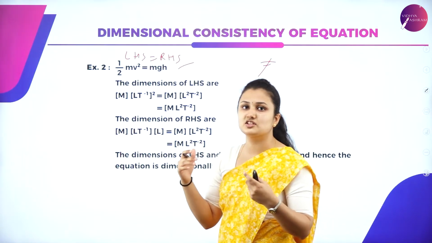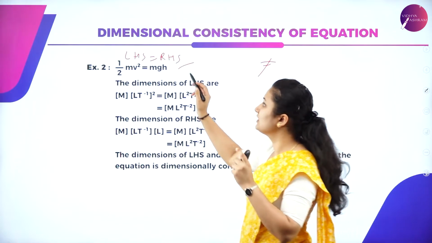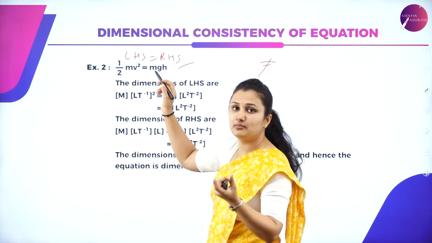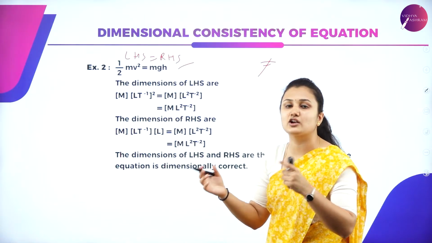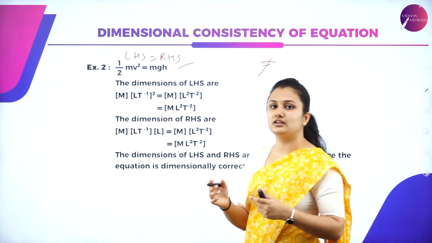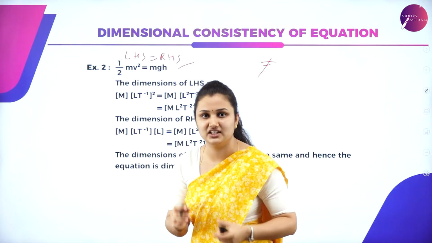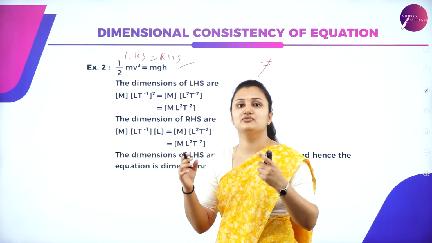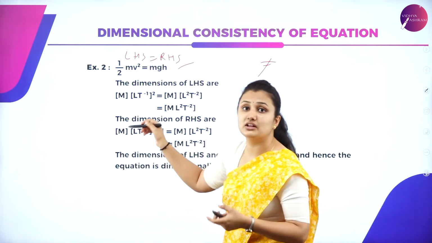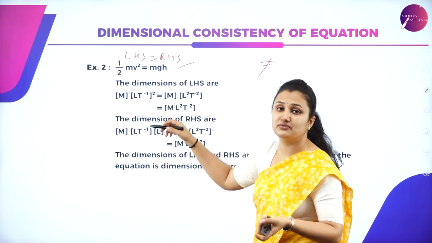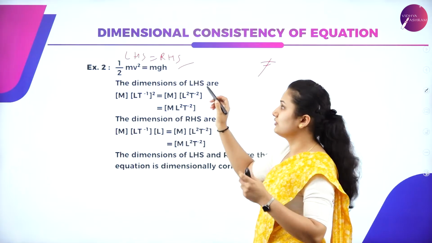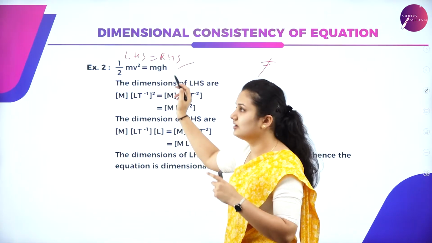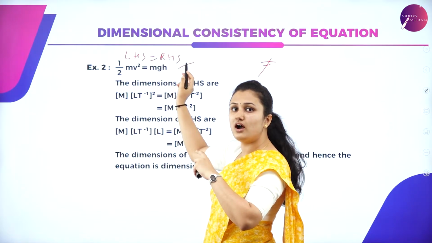So, according to the principle of homogeneity, it has to be equal. Only if the dimensions are equal can we add or subtract the physical quantities. According to the principle of homogeneity, we can add or subtract physical quantities if they have the same dimension. So, to be dimensionally correct, LHS should be equal to RHS when we test the equation.